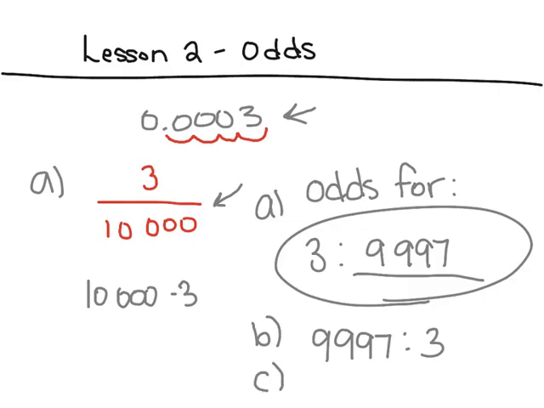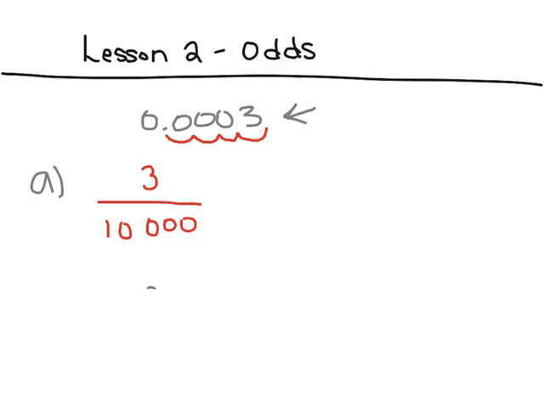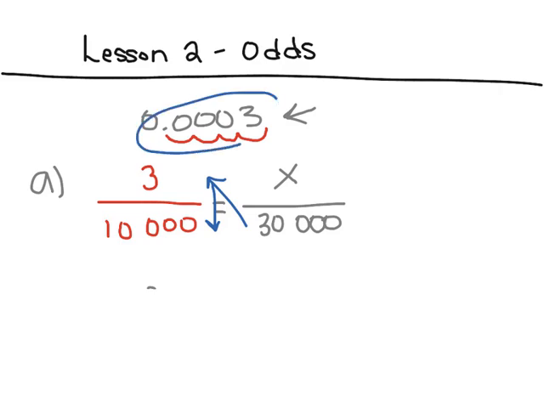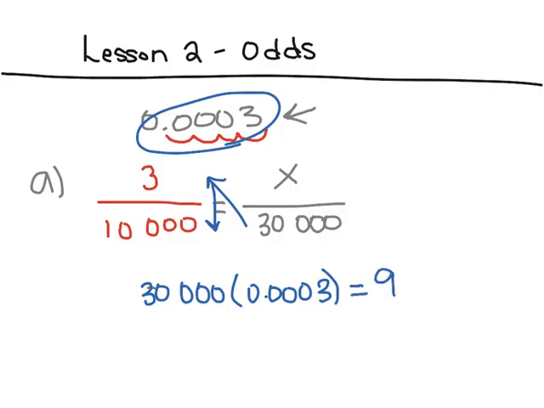And for C, in a production line of 30,000 tires, how many would you expect to be defective and to be not defective? So we know this is 3 out of 10,000. We want to figure out how many out of 30,000. So we're going to look for x. You can do this in 2 ways, cross multiply and divide, or remember that you can times by this, which is the same as cross multiplying and dividing. So you have 30,000 times 0.0003, which is 9. So there's 9 tires that are defective, and we want to figure out the odds of this.